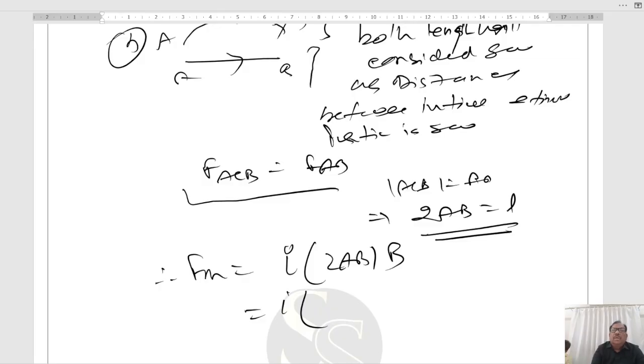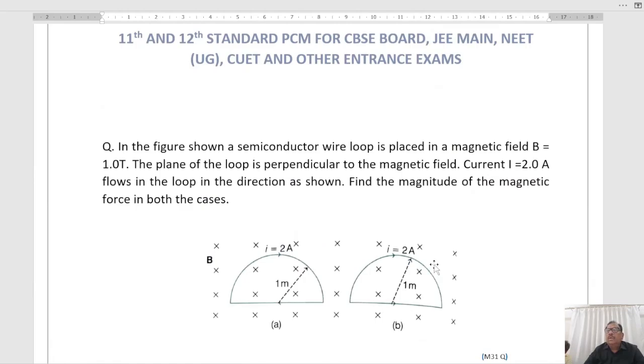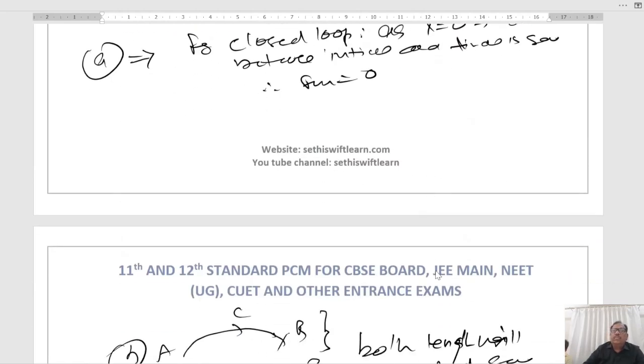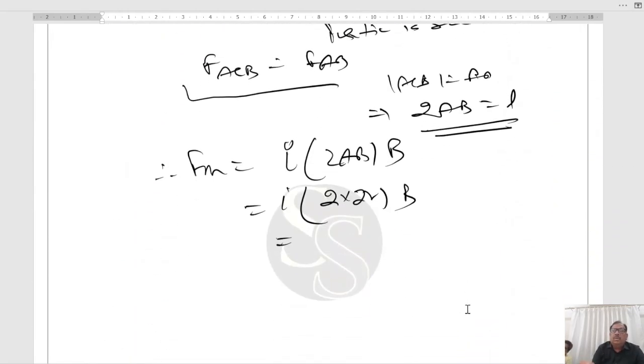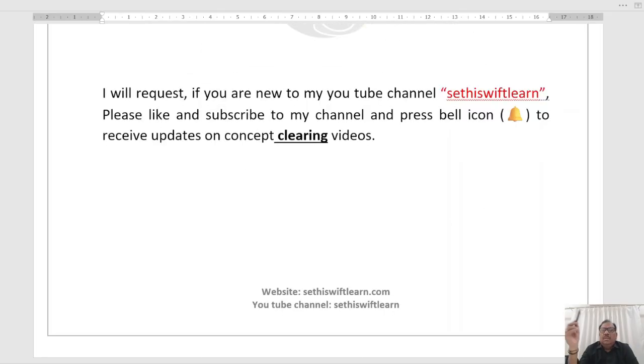That is, with diameter 2R, 2 into 2R into B. On substituting the values, we get 2 ampere, 2 into 2 into 1 Tesla into 1, that is 8 Newton. That is the answer. I think the concept is clear regarding the L vector and for a closed loop.